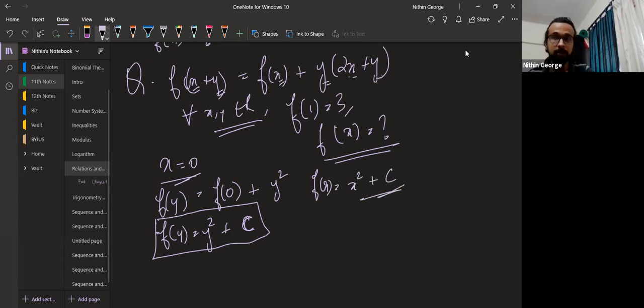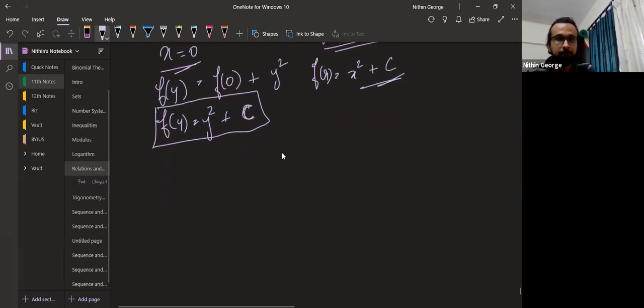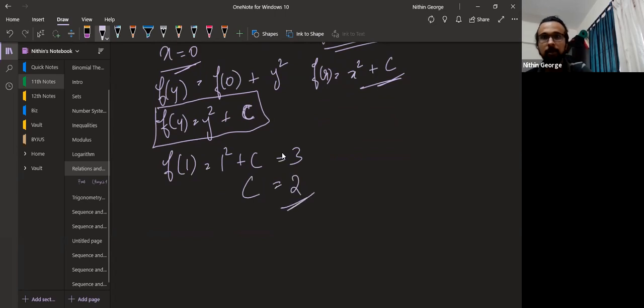We need to find the value of the constant though. All right. How do we do that? We use f of 1 equal to 3. We have f of 1 equal to 1 squared plus c equal to 3. It's already given to us. Now from here I can say that c is 2. So now my answer here will be x squared plus 2. Got this?